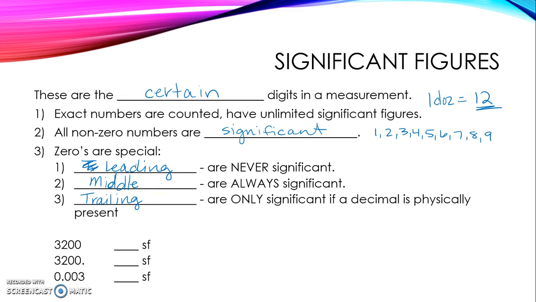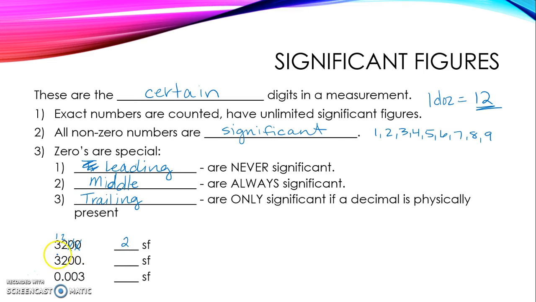Okay, so what in the world does that mean, Mr. Lark? Well, if I gave you these numbers here and I said, tell me how many of these are significant, you have to use these rules here. So 3 and 2 are both non-zeros. They both count. These two zeros are trailing zeros. And remember, trailing zeros are only significant if a decimal is physically present. Now, is a decimal physically present in that number? No. And if it's not, then they don't count. So there would only be two significant figures in that number.